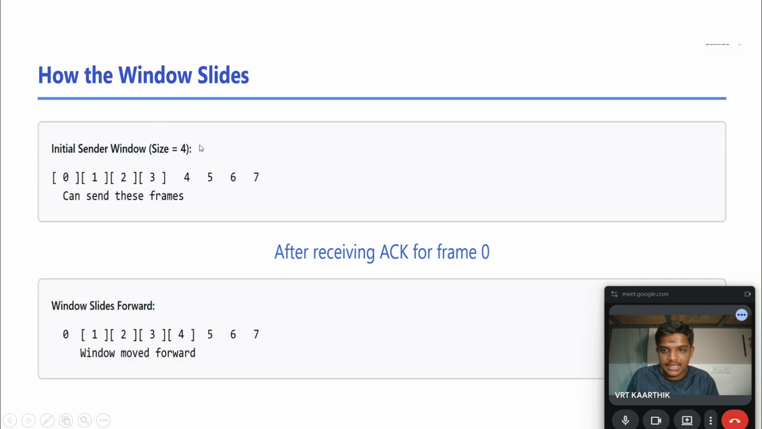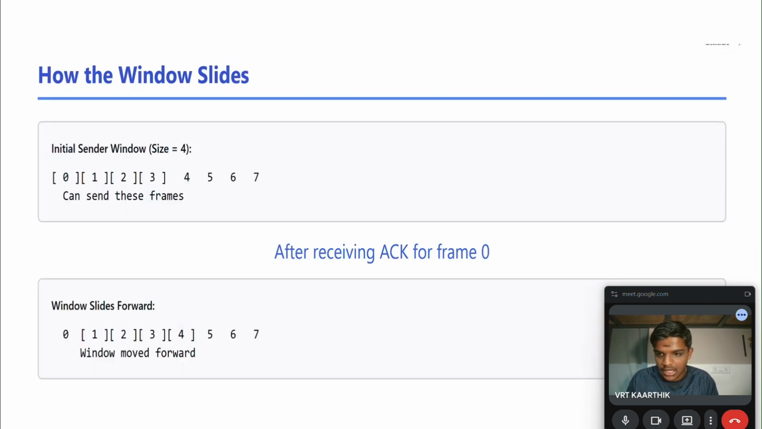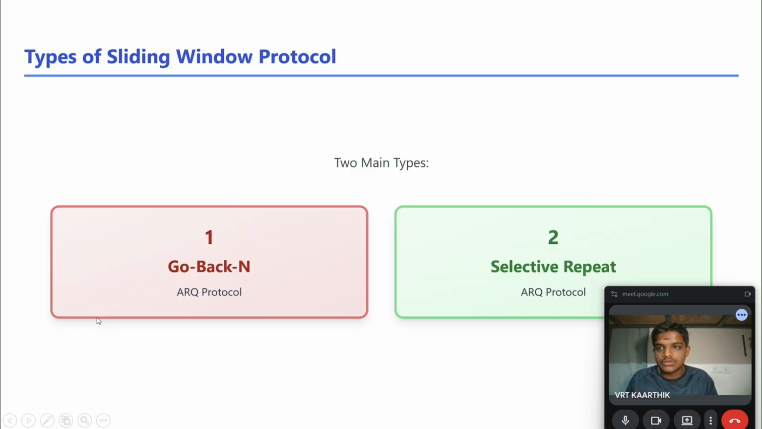So this is the window size, the maximum number of frames in a window which can be sent. And the ACK, which is acknowledgement, the confirmation message which is sent by the receiver. And the sliding mechanism: the window moves forward as acknowledgement is received. As each acknowledgement is received, the frames are moved forward. So this is the sliding mechanism.